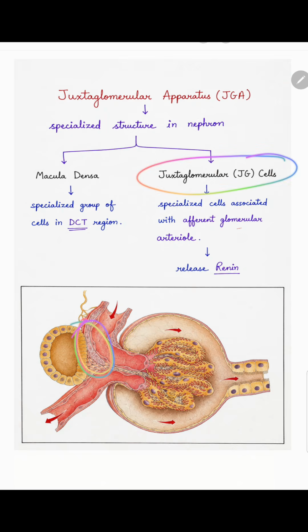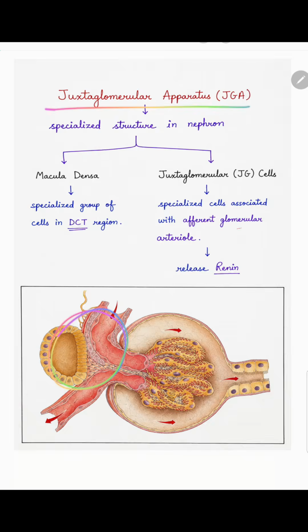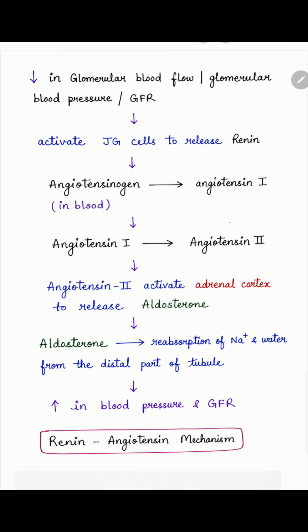These juxtaglomerular cells release renin. Both the macula densa and juxtaglomerular cells together constitute the juxtaglomerular apparatus. बच्चों, juxtaglomerular apparatus helps regulate the blood pressure and glomerular filtration rate. How does it do that? Let's see.